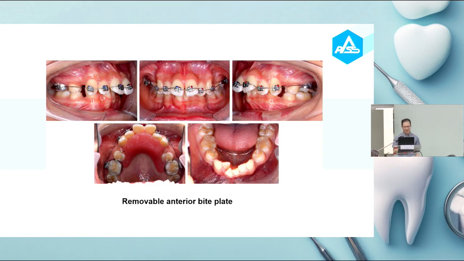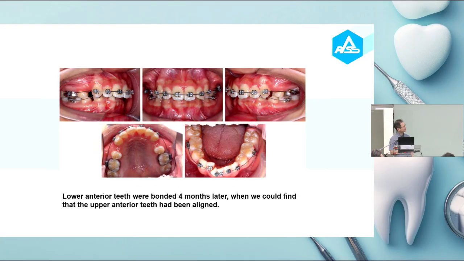After 9 months of headgear wearing, PAC appliances were bonded on the upper molar and anterior teeth. Thin nitinol wire was engaged in the tip back tube to align the upper anterior teeth, and the anterior bite plane was used to open the bite. Then, lower anterior teeth were bonded 4 months later, when we could find that upper anterior teeth had been aligned.